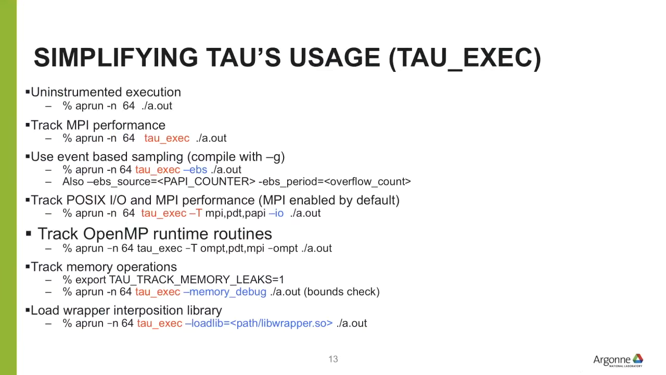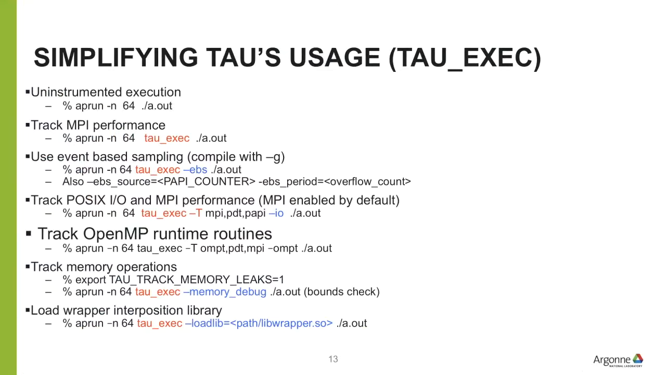Okay. Now, Tau can be configured with multiple measurement modes and configuration options, including different compilers. And so you can specify tags to choose a specific configuration or a compiler option. So here I'm choosing an explicit MPI PDT PAPI tag, which corresponds to the Tau configuration, and enabling the IO implementation using tau_exec with the -T flag.